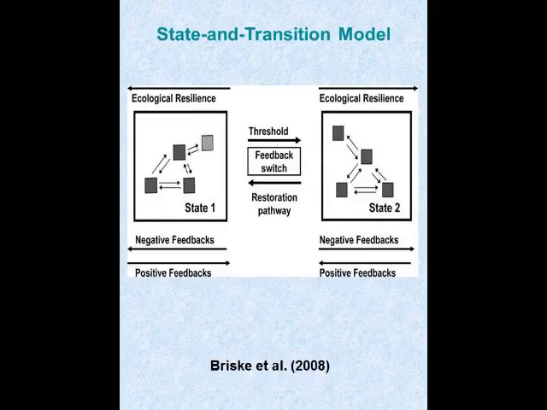So the negative feedbacks in both cases, what they do is really stabilize the state, if it's either state 1 or state 2. So you can see those arrows going to the edges of the slide. Positive feedbacks are factors that are promoting a move to the alternate state, so that they're pointed towards the center where the switch or the threshold is located.